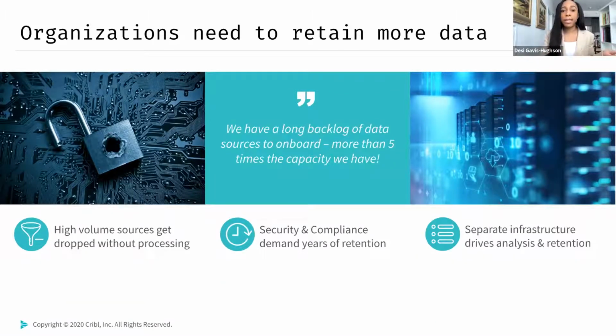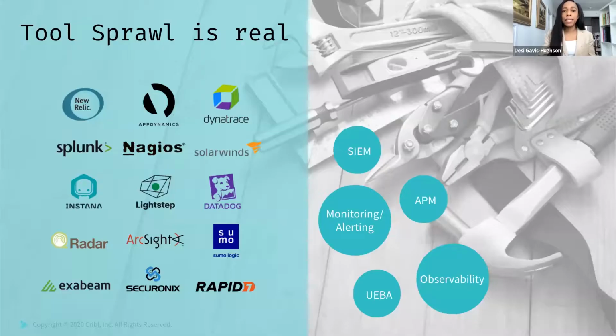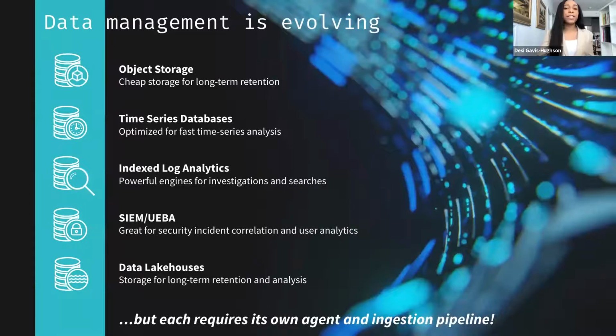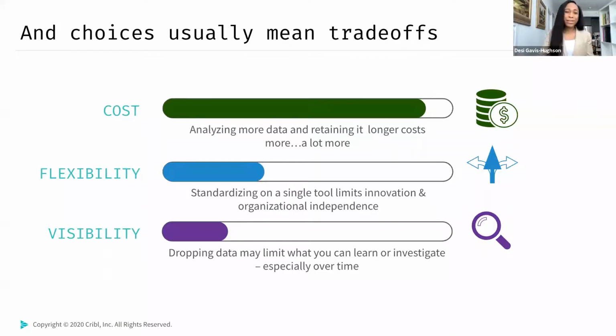Lastly, systems are optimized to handle data analysis and retention separately. So what that means is you often end up using many different tools to retain and analyze all of your machine data. And adding each one of those tools also adds complexity and hidden costs. Like I mentioned before, environments are getting super complex. You have your object storage, your time series databases, your data lake houses, and each of those has its own agents and its own ingestion pipelines. So it gets tough to manage it all, and it really forces enterprises to make hard choices about which data to send where. And with every choice comes trade-offs.